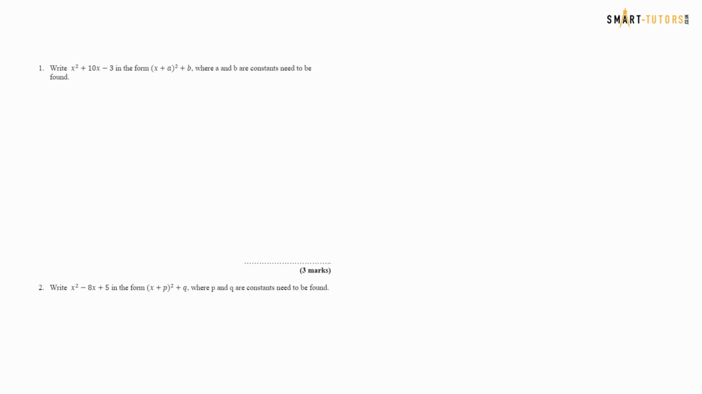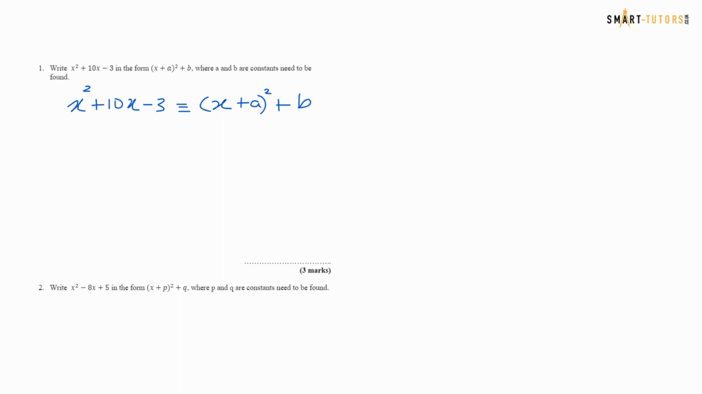First question. Write x squared plus 10x minus 3 in the form of (x plus a) all squared plus b, where a and b are constants that need to be found. So the quadratic expression x squared plus 10x minus 3, they ask us to change it to a different format, (x plus a) whole thing squared plus b.